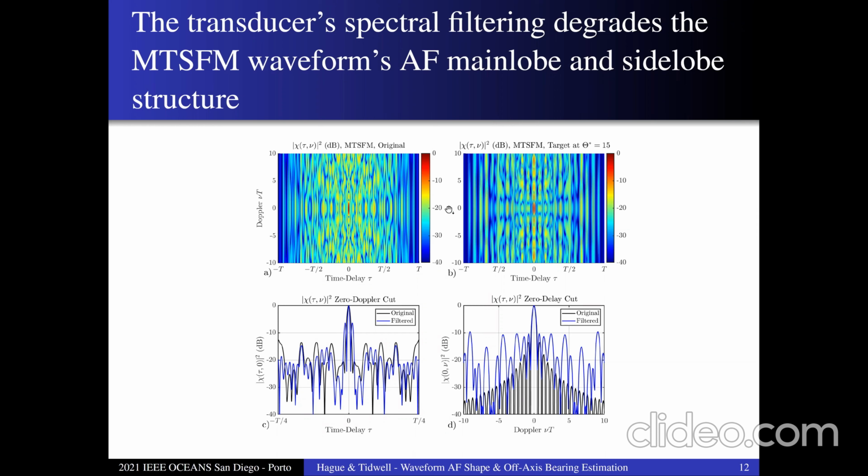If we look at the zero Doppler and zero time delay cuts, which I'm showing below in these two panels, you get a better picture of what's going on. There's a change in the main lobe, actually a narrowing of the main lobe in range or time delay, and the side lobes start to pop up here and in other locations. Additionally, in Doppler, while the main lobe didn't really change all that much, clearly the side lobes started to pop up. So these perturbations are pretty noticeable, and you'd have to do some sort of equalization to try to offset them.